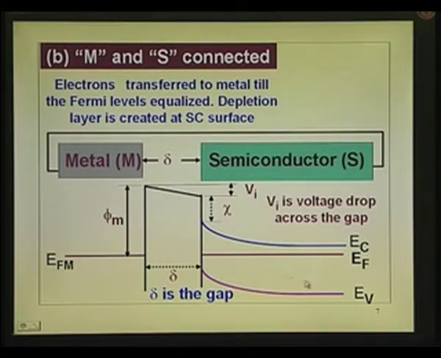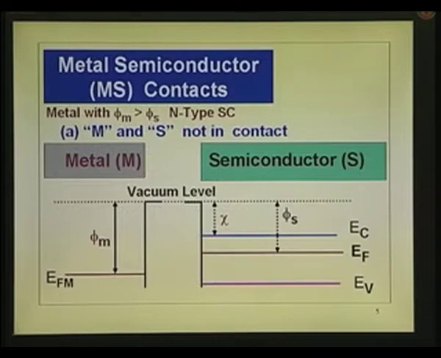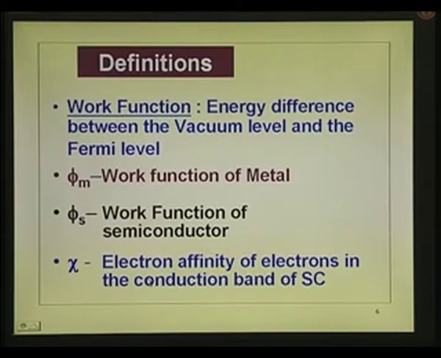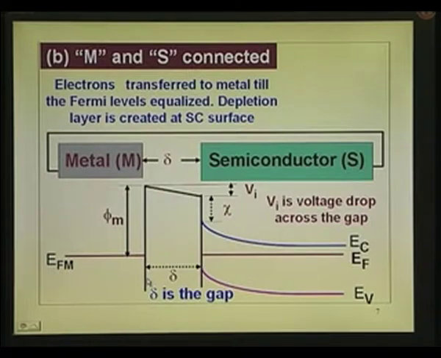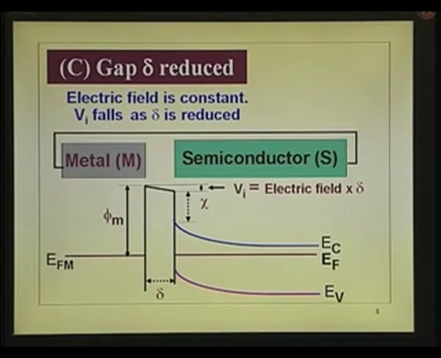This band bending is fixed, because the number of electrons which have moved is decided by how much is the difference between phi m and phi s. Go back to that. This phi m and phi s, the difference between this level and that level, is the total potential change that you get from one end to the other end. So, now let us go back to this. When you move into this, if I reduce the delta, that drop will be reduced.